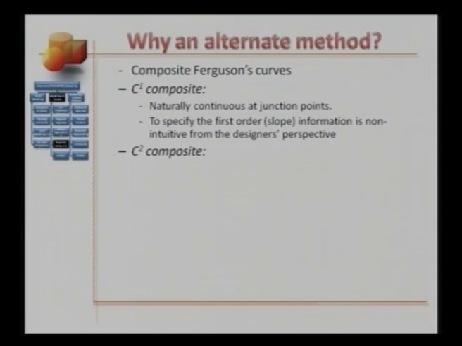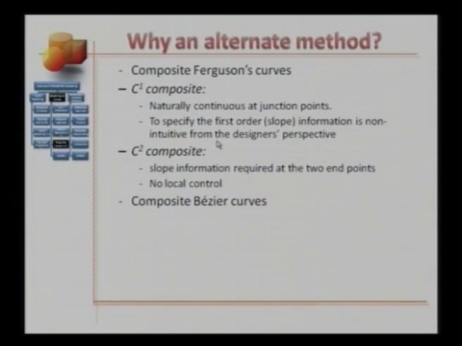To specify individual components, the x, y, and z components of slope, is not very straightforward for a designer. For C2 composite Ferguson curves, the slope information is required at only two endpoints. All the intermediate slopes will get computed due to C2 continuity conditions. However, there is no local shape control for the entire curve. In fact, C1 composite Ferguson curves can be locally controlled in shape.